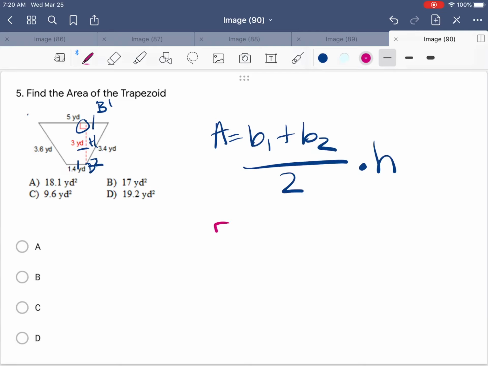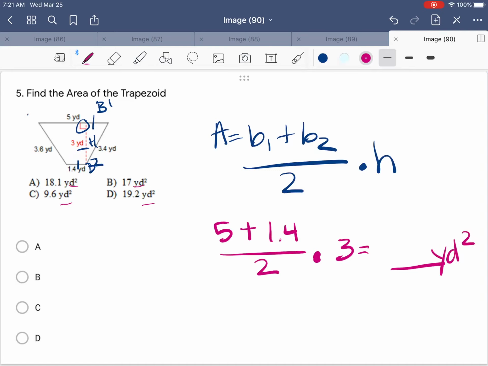So let's see. I have 5 plus 1.4, dividing it by 2 and multiplying it by my height, which is 3, will equal whatever my units are, which these are all yards. So it'll be yards squared. So to walk through the steps again, remember first thing you want to do, add those two together. Second thing, divide it by 2. Third thing, multiply it by 3, and then that will give you your answer right there.